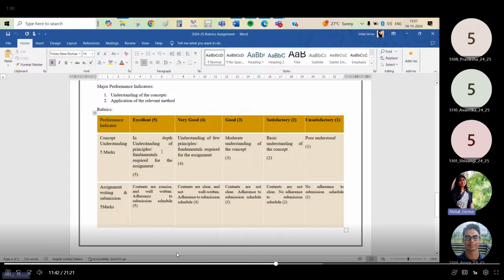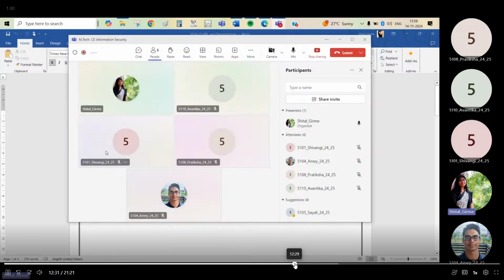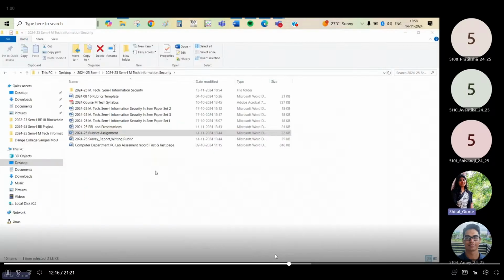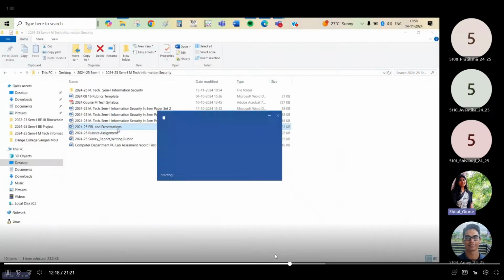Then again, in-depth understanding of the principal fundamentals is required for the assignment. If I give you some problem to be solved for Fermat's theorem, I would give each a different assignment. Okay, good. That is about the assignment, and then PBL.